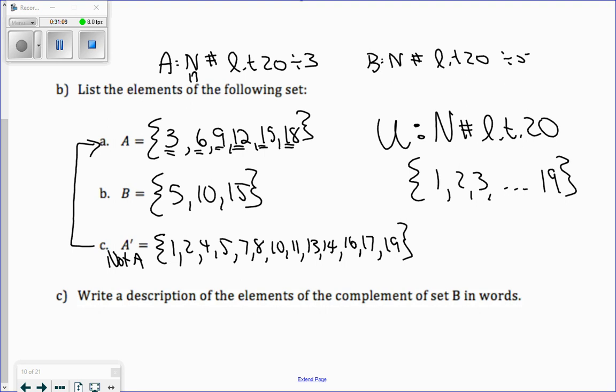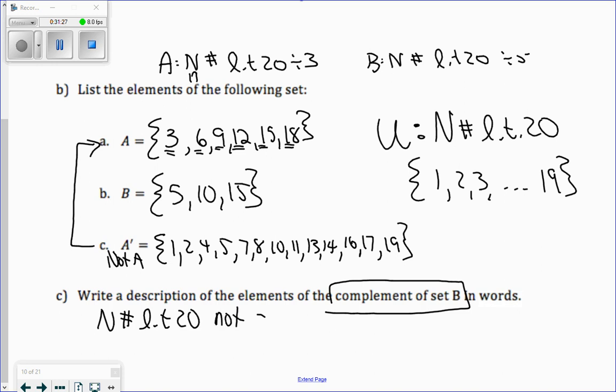So if you had to write a description of the elements of the complement, what would the complement of set B be? It would be natural numbers, right? Less than 20 that are not divisible by 5.